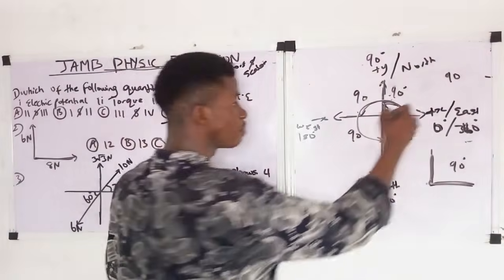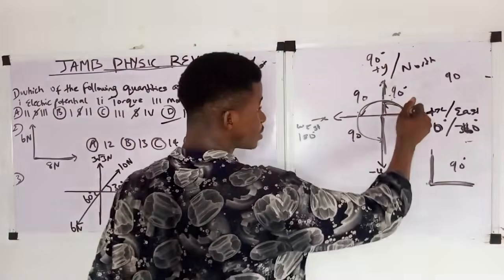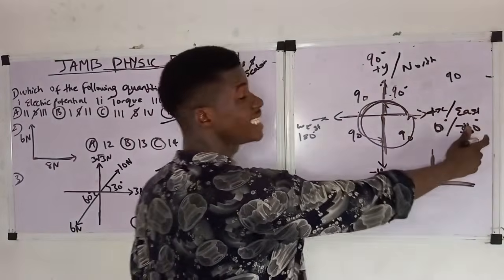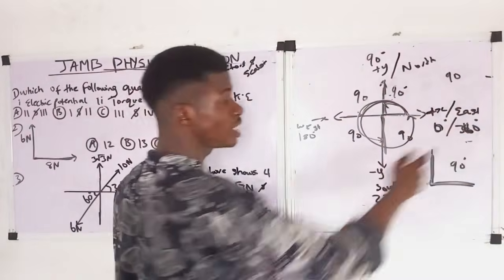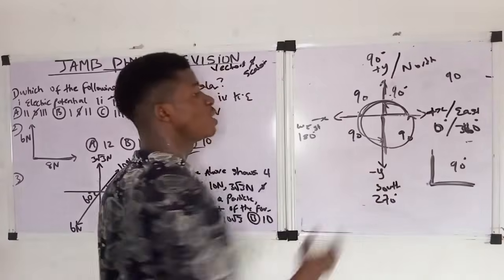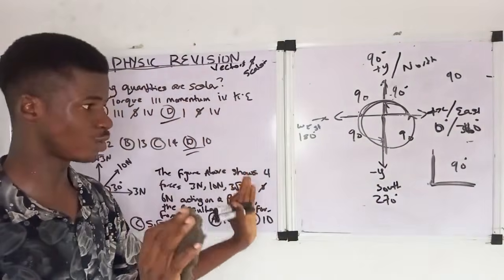Now, if we make an angle from the positive x-axis to the positive x-axis, something like this, the angle here will be 360 degrees, or zero. Okay, it will be 360 degrees. How? Because 90 plus 90 plus 90 plus 90 will give us 360 degrees, right? Yeah. So please take note of all this.